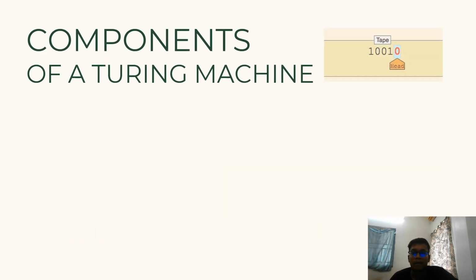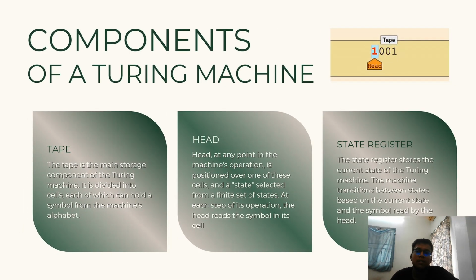Now, let's see the components of a Turing machine. A Turing machine essentially contains a tape, a head, and a state register. The tape is the main storage component of the Turing machine. It is divided into cells, each of which can hold symbols from the machine's alphabet, the alphabet being 0 or 1, A to B, or any special characters. The head, at any point in the machine's operation, is positioned over one of these cells, and a state is selected from a finite set of states. At each step of its operation, the head reads the symbol in its cell.